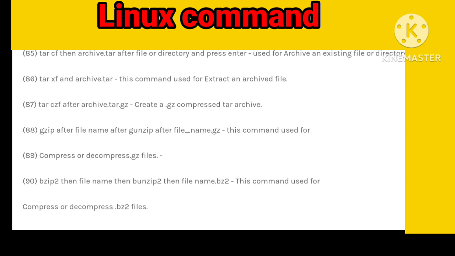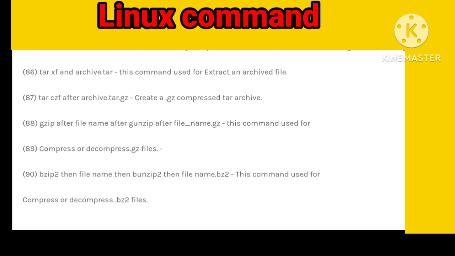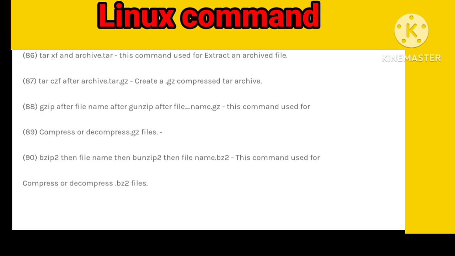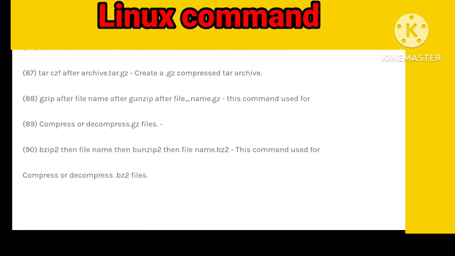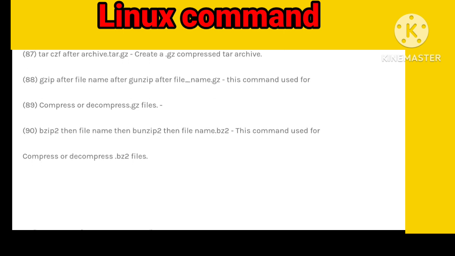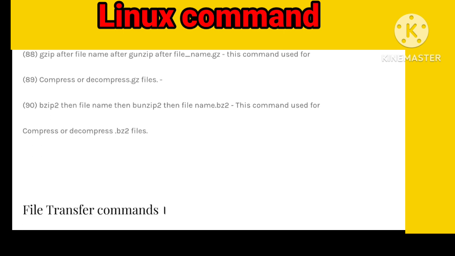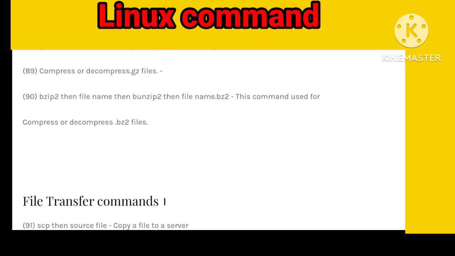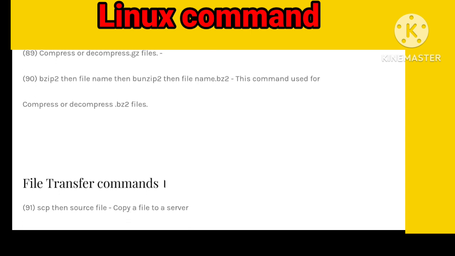The next is gzip file name, and gunzip file name.gz. This command is used for compressing or decompressing gz files. The next is bzip2 then file name, and then bunzip2 then file name.bz2. This command is for compressing or decompressing bz2 files.